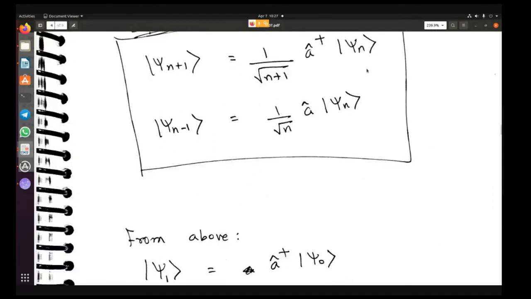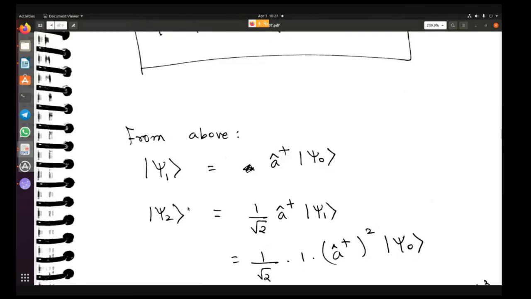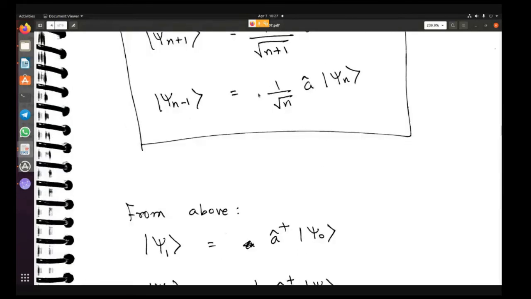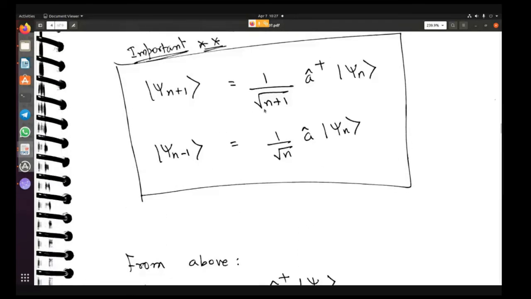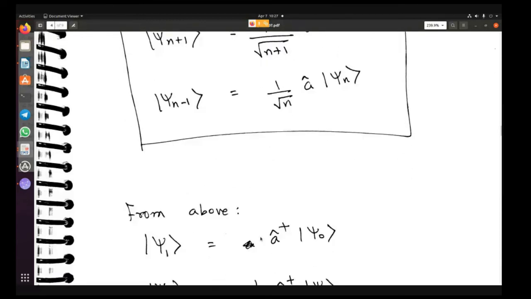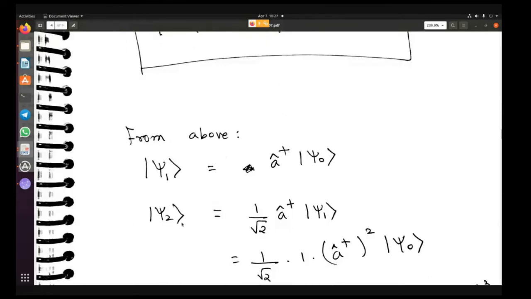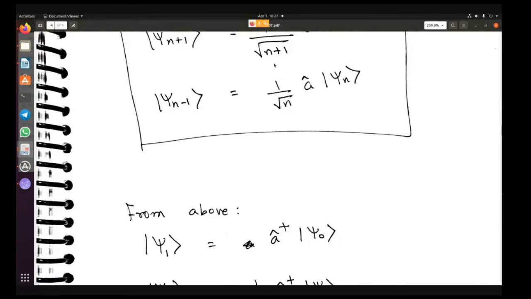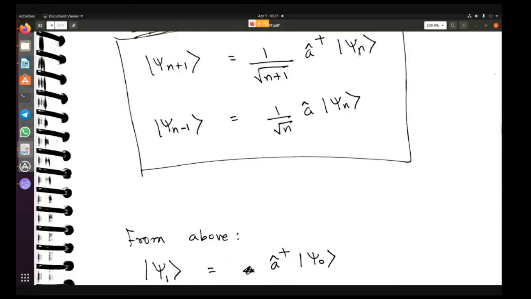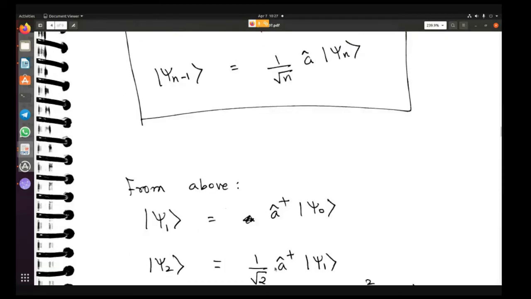So from the above one, what you can see is psi 1 is nothing but a dagger psi 0, because for psi 1, n is 0, so 1 by root 1 is 1. So you have 1 into a dagger psi 0. For psi 2, if you use this formula, 1 by root n plus 1 into a dagger psi n, then n is 1, so you'll get 1 by root 2 into a dagger psi 1.